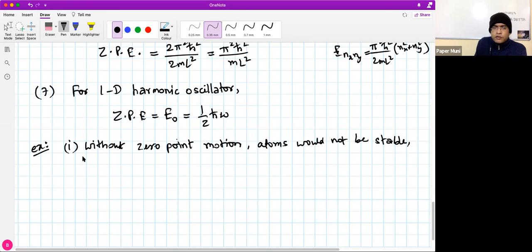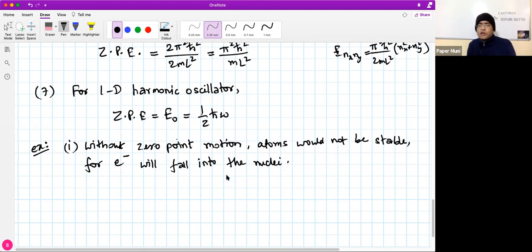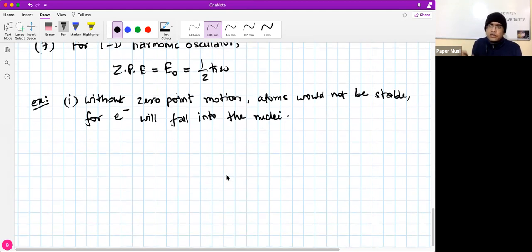The electron will fall into the nuclei, or the nucleus. Now we are talking about atoms, so let's talk about nuclei. If you see in the hydrogen atom also, there is a ground state energy. The ground state energy is equal to the zero point energy. So even at 0 Kelvin, the atom remains stable. The electron still keeps revolving around the nuclei.